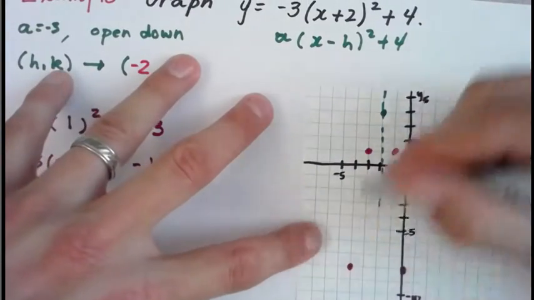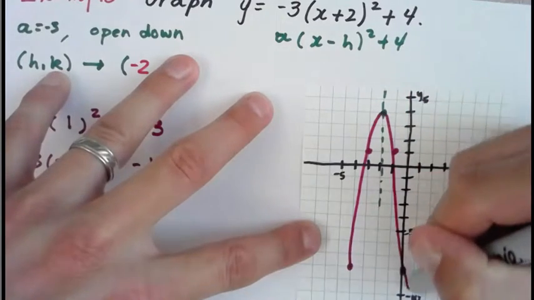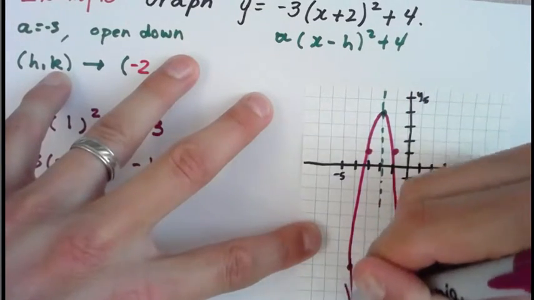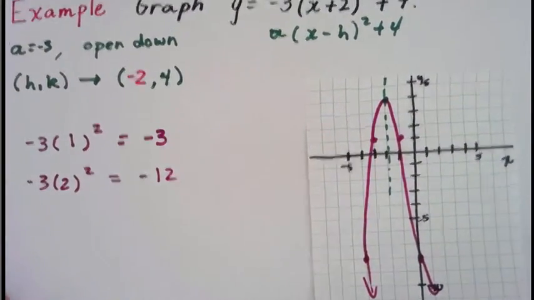I can go ahead and draw this in. There's my parabola that opens down. So that's how we graph a parabola in vertex form. We're going to do one more here for you. So let's look at our example.